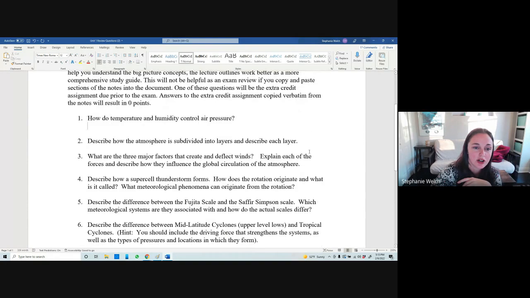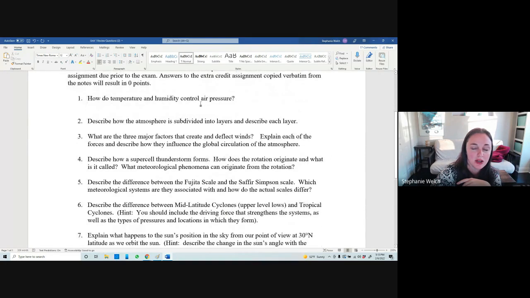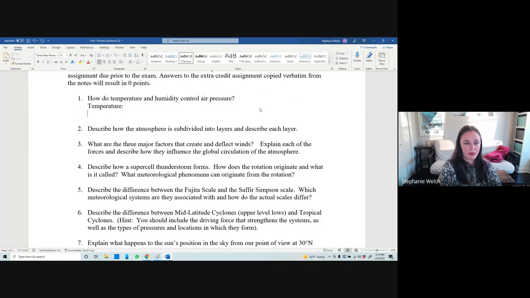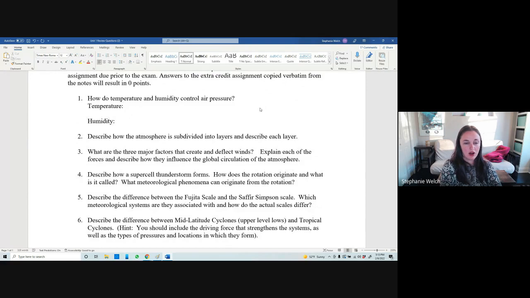So starting up here at the top, with how do temperature and humidity control air pressure, this is a really important distinction because these two factors, temperature and humidity, are essentially just what air pressure is. The only two things in the Earth's atmosphere that can really control variations in air pressure are variations in temperature and humidity. The only other thing I can think of is altitude, distance away from the Earth's surface. But when you think about things that are controlling weather, we already correct for changes in elevation. So it really just boils down to these two things, temperature and humidity.